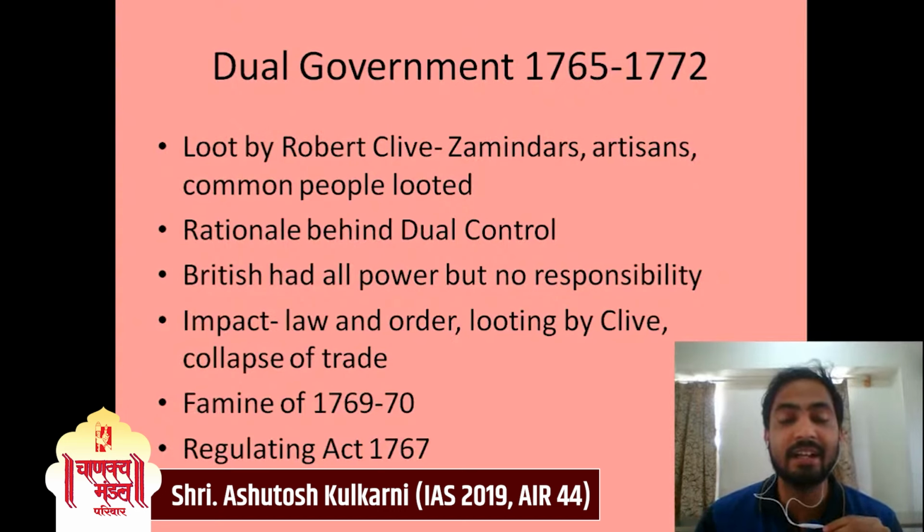It is said that Robert Clive alone made a fortune of 2 million euros. How big is it? 2 million sterlings, I'm sorry. 2 million sterlings for his own personal gains, and the gains for East India Company are different than that. So imagine the kind of loot. Some historian actually used the word correctly that they bled Bengal white. They sucked out so much of blood that Bengal was white and pale now. It was that kind of a loot.